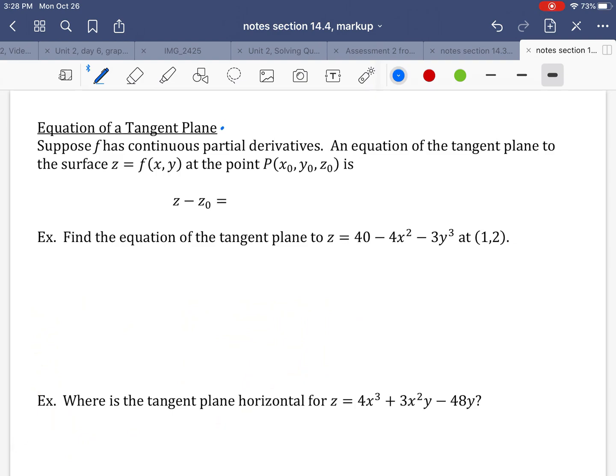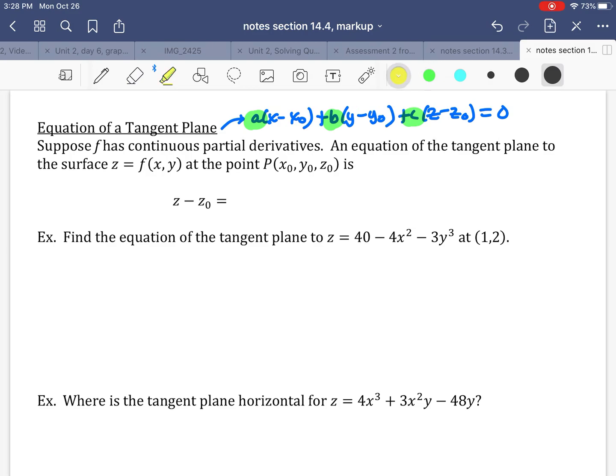First of all, remember that the equation of a plane looked like this. It was always a(x minus x0) plus b(y minus y0) plus c(z minus z0) equals 0. Remember that a, b, and c were the direction, and x0, y0, and z0 were your point. You're going to see that also in this format. It's going to be changed around a little bit, but you're going to notice similarities.